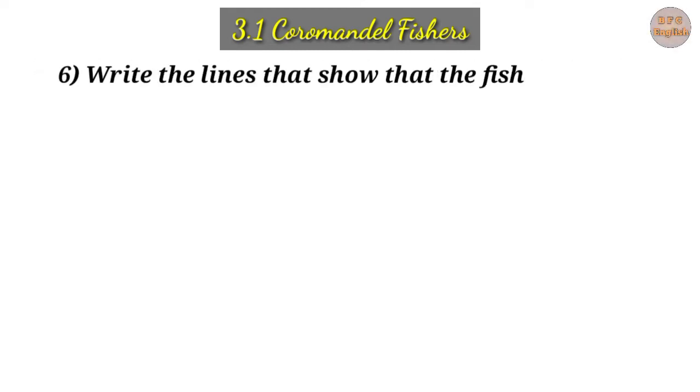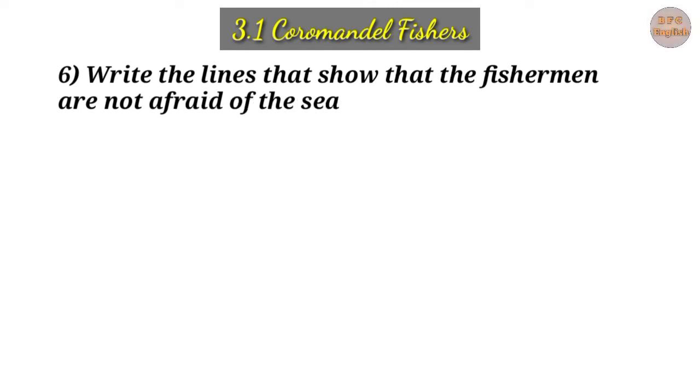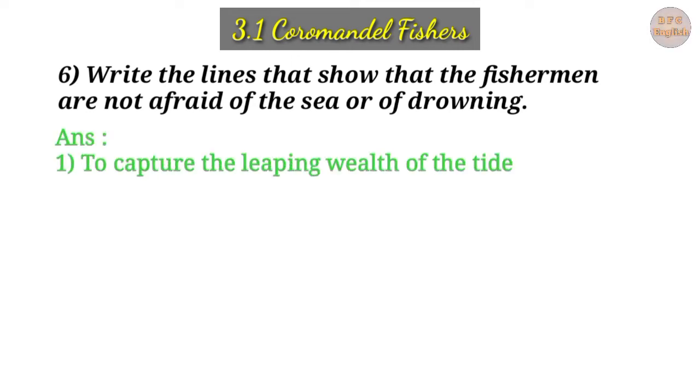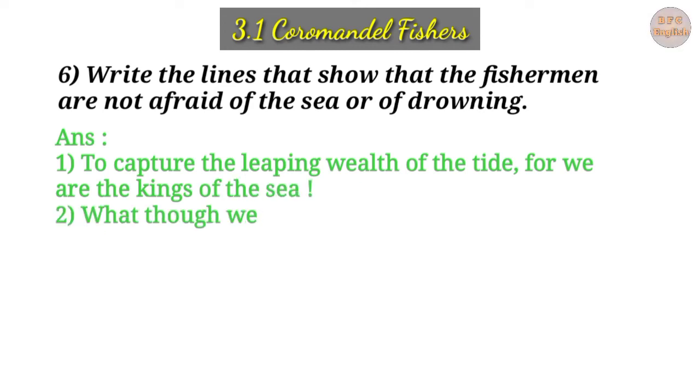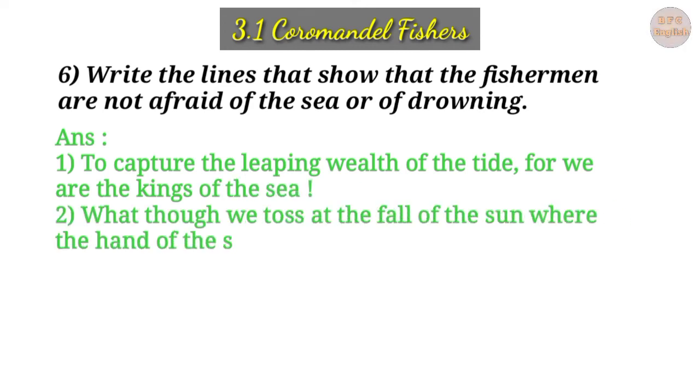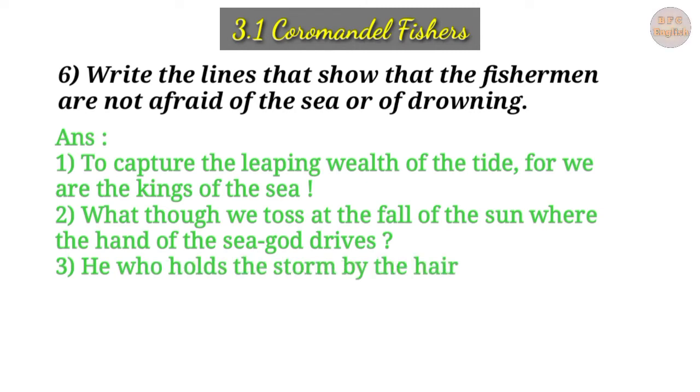Question number 6. Write the lines that show that the fishermen are not afraid of the sea or of drowning. फिशरमॅन समुद्राला घाबरत नाहीत किंवा बुडण्याला घाबरत नाहीत हे दाखवणाऱ्या ओळी लिहा. Answer. 1. To capture the leaping wealth of the tide, for we are the kings of the sea. 2. What though we toss at the fall of the sun, where the hand of the sea god drives. 3. He who holds the storm by the hair will hide in his breast our lives.